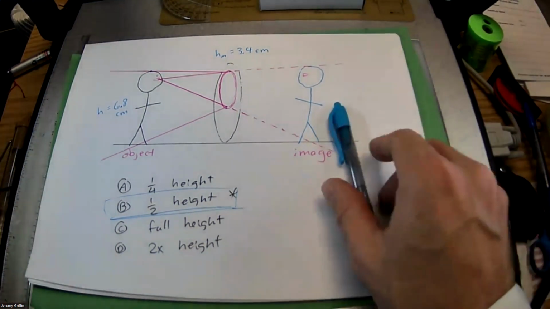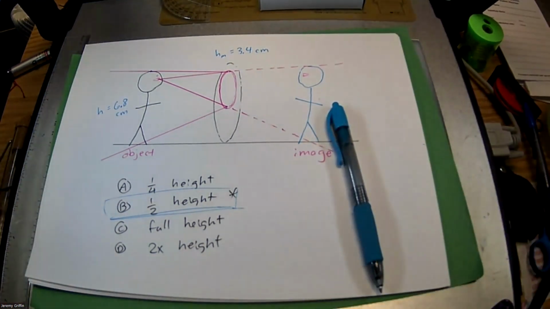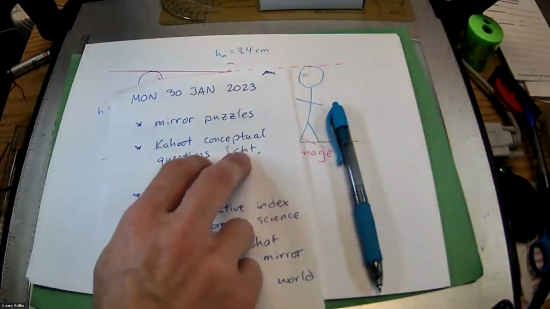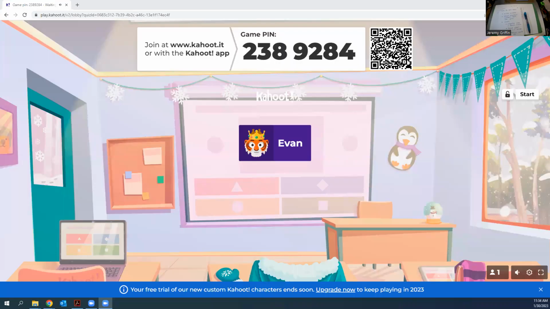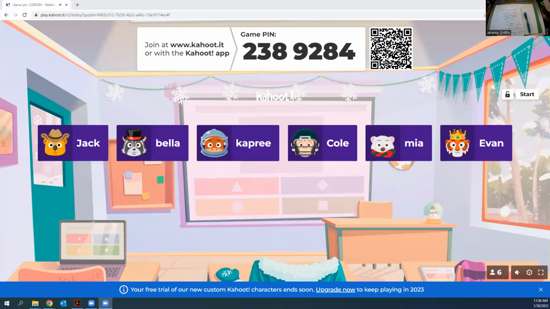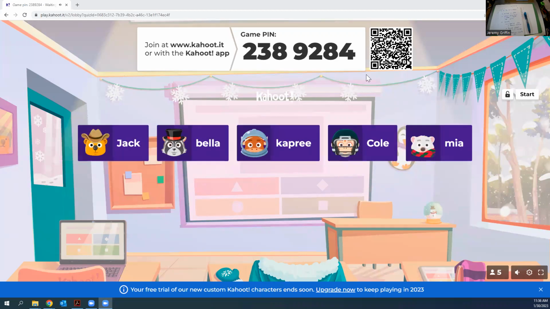You guys ready for this Kahoot? All right. Switch over and knock out the rest of these conceptual questions. So switch to screen 2. All right, Evan's on. I'm going to pause this recording and wait for the rest of you guys to hop on here. All right, recording's resumed. And here we go.